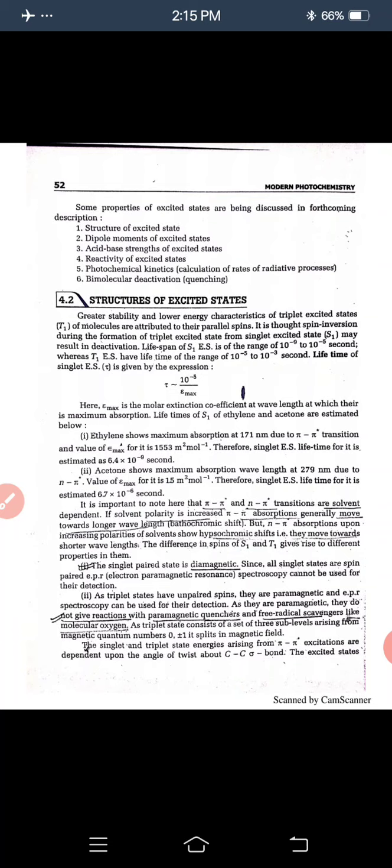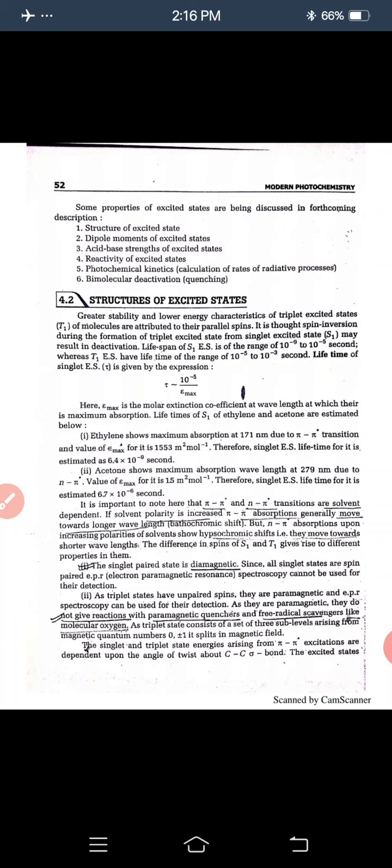Second is acetone, which shows maximum absorption wavelength at 279 nanometer due to the n to pi star transition. The value of epsilon max for it is 1.5 meter square per mole. Therefore, the singlet excited state lifetime is estimated as 6.7 into 10 to the power minus 6 second. This is the lifetime.